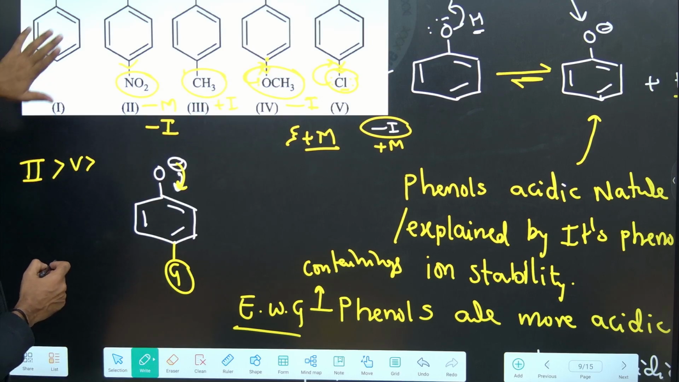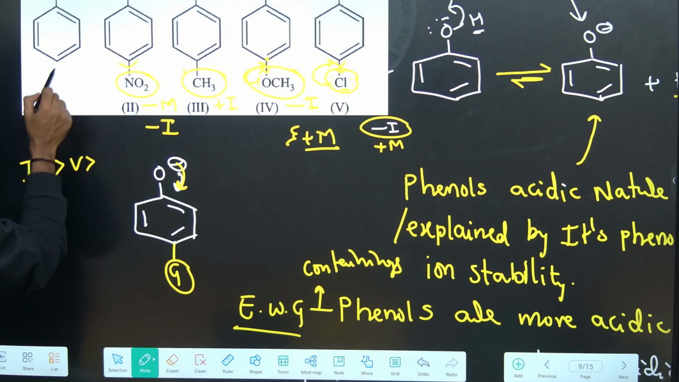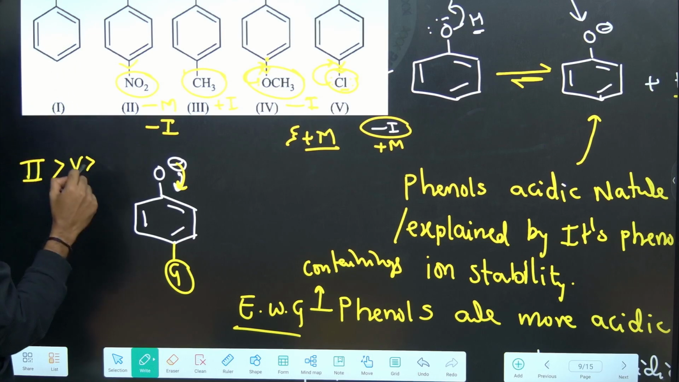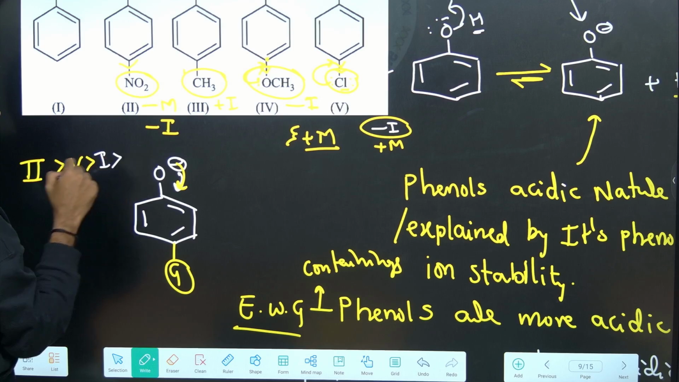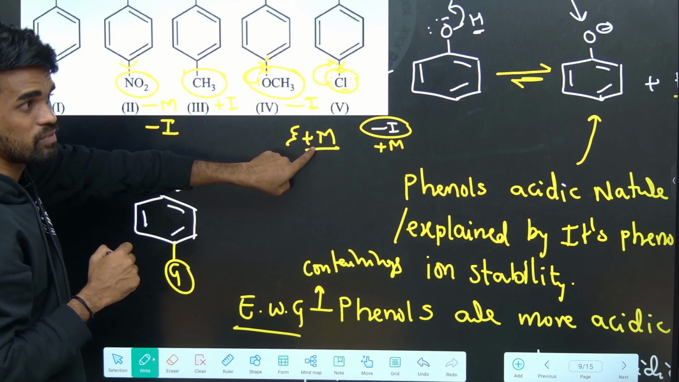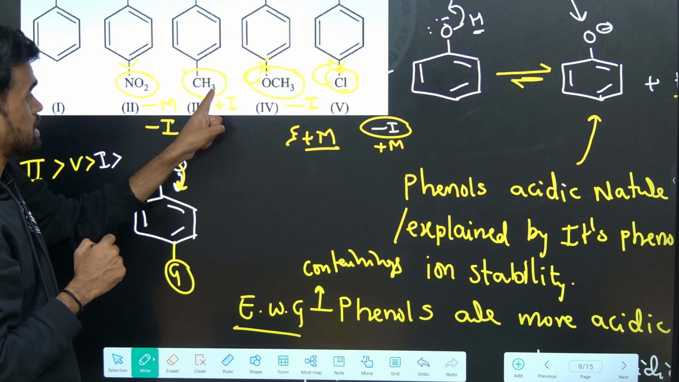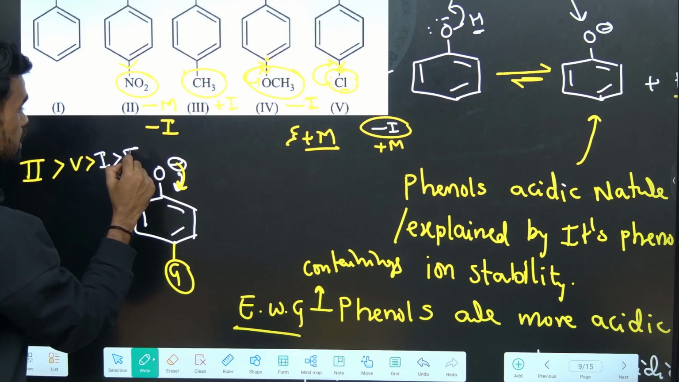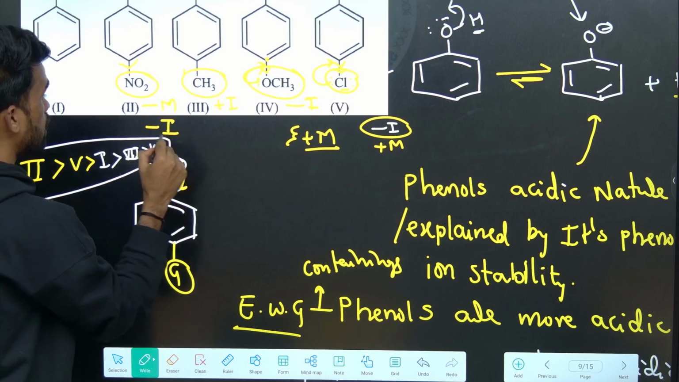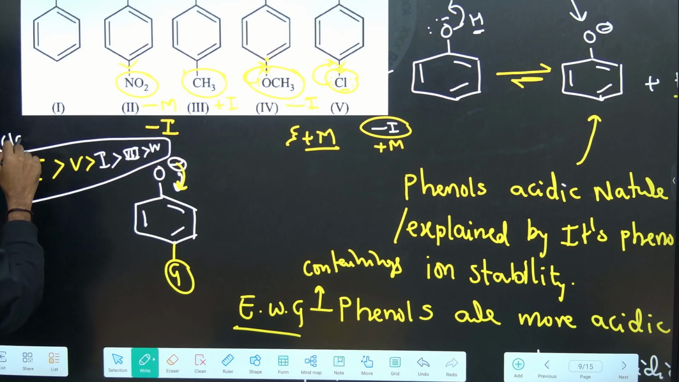Then out of the other options, here we have no electron releasing or electron withdrawing group, therefore I can see the first option here. Out of these two options, this is having a plus M effect, which is more dominating than this plus I. So I can say here 3, and the least is 4. This is how you need to decide the acidic nature of phenols.